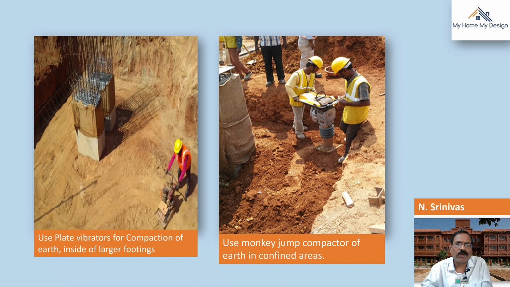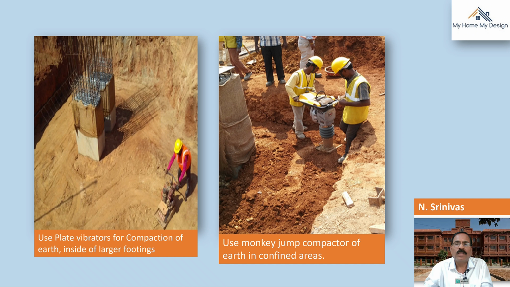See some of the photographs, you can see different types of rollers, I mean different types of compactors being used here. Use plate vibrators for compaction of the earth inside for larger footings where the footing sizes are more than 8 feet, 9 feet. There the plate vibrator can easily go, and in layers of 150 mm the earth can be compacted with the help of the plate vibrators. But in confined areas, it is not possible to take plate vibrators into foundations less than 5 feet in width.